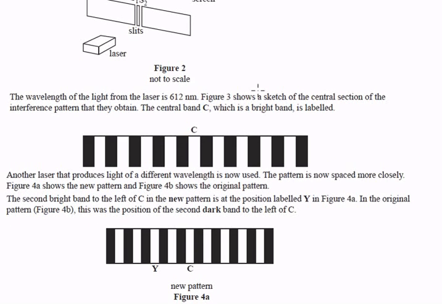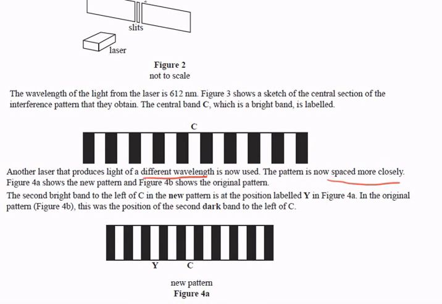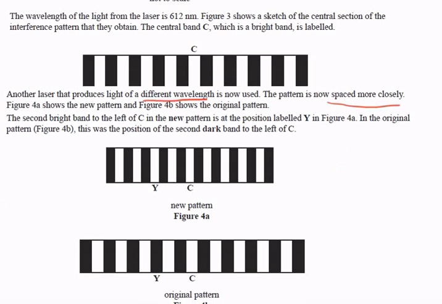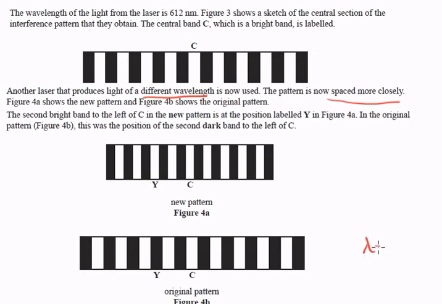So I've got the same bit at the top, and then this is the new part. Another laser produces light of a different wavelength. The pattern is now spaced more closely. 4A shows the new pattern, 4B shows the original pattern. This is the original pattern with lambda old equals 612, and this is the new one, lambda new, which makes this pattern.